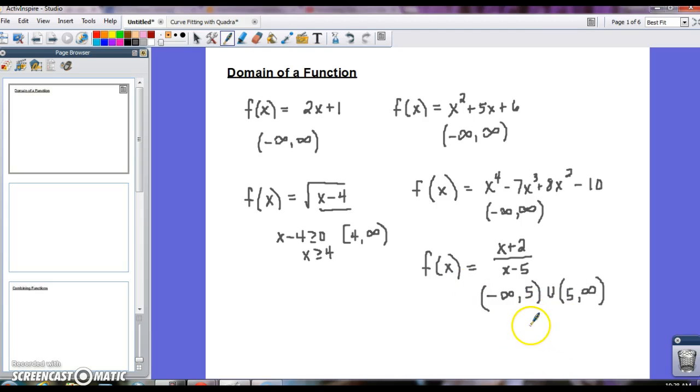When you start getting into those rational functions and those even root functions, that's where you have to be careful about your domain. Okay?